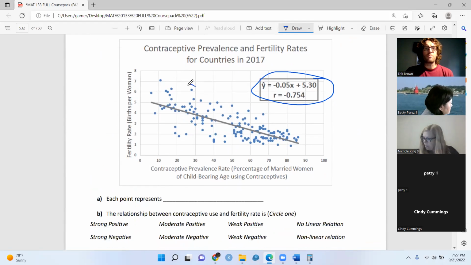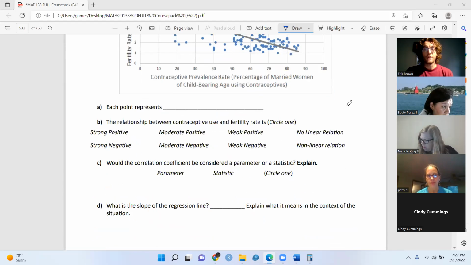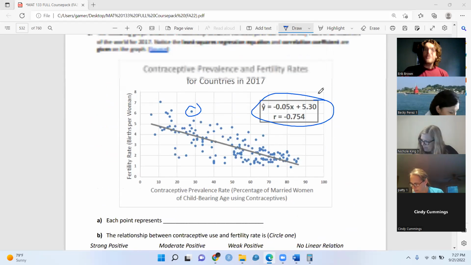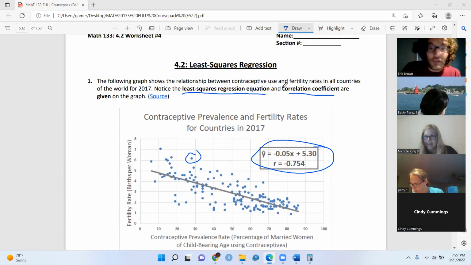Least squares regression equation, correlation coefficient. Did everyone see them? Yeah. Okay, so what are each of these points represent? Countries. Right? Good. Can you be more specific? Countries in 2007 or 2017. Good. Can you be more specific? All countries of the world? World. Good. Yes, this is all of the countries in the world.